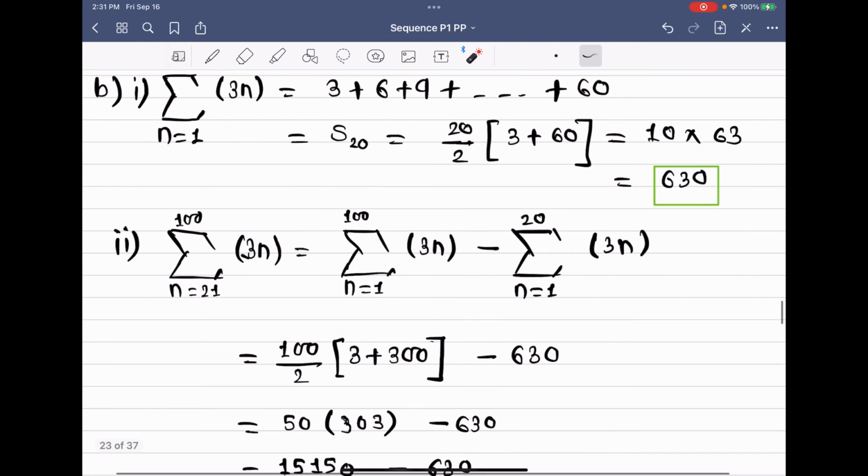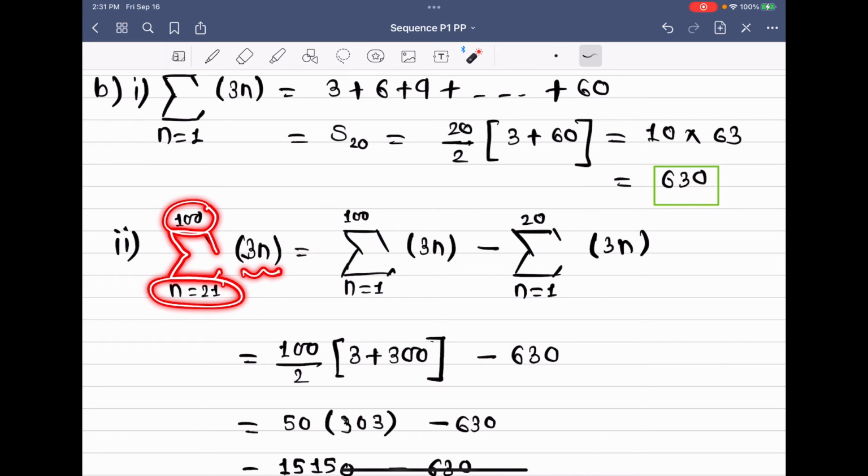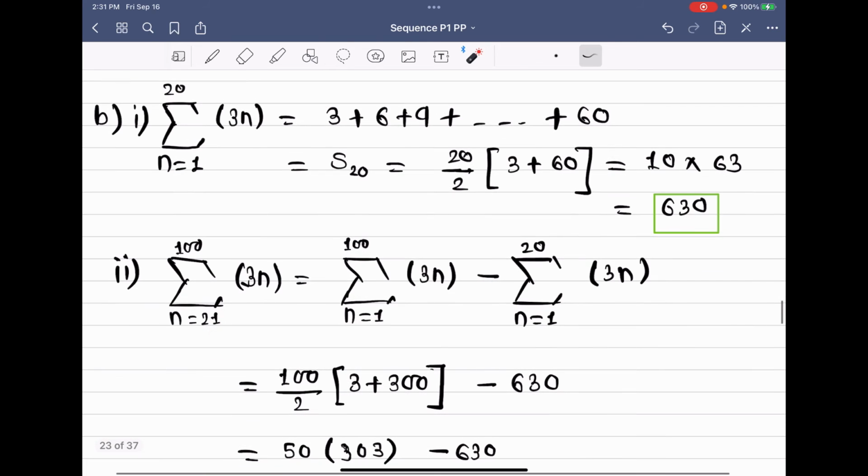Second, summation from n is equal to 21 to n is equal to 100 of the same sequence 3n. Now this can be done by two methods. I am showing you the easiest method because calculation will be easy for you. I know I want to start from 21 to 100. In the previous case, we found out from 1 to 20. So basically, I need to find from 20 onward up to 100.